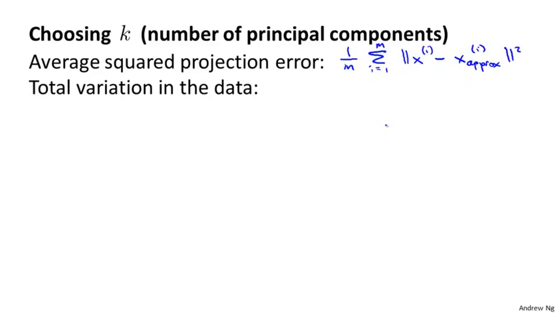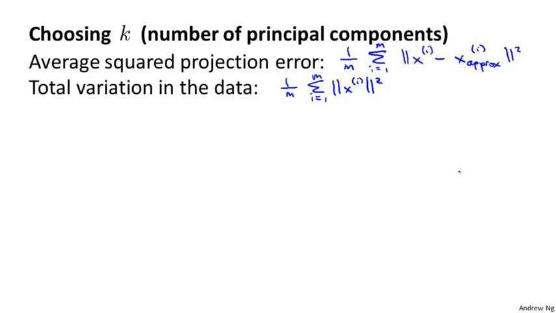Also, let me define the total variation in the data to be the average length squared of these examples xi. So the total variation in the data is the average over my training set of the length of each of my training examples. And this says, on average, how far are my training examples from just being all zeros. So how far on average are my training examples from the origin.